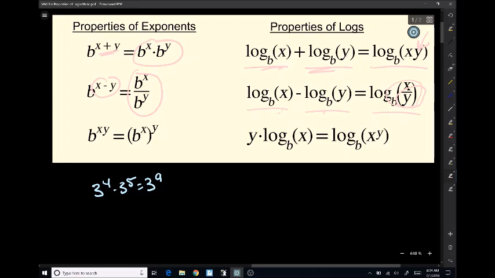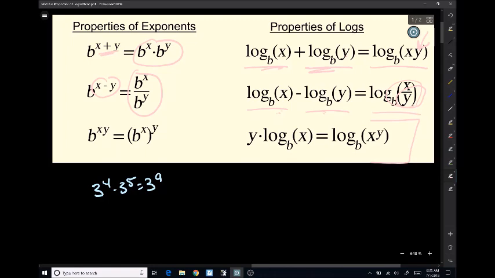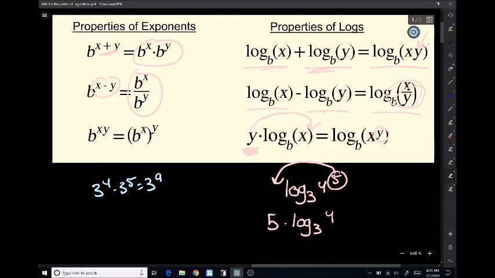If you have b to the x times y, that's the same as b to the x, to the y. Well, this property here is the oddest and possibly the most useful, the one that we'll rely on the most when it comes to solving. If you have multipliers in front, they can move up to the top and become powers. And we'll actually see this more often in the other direction. If I have like log base 3 of 4 to the 5th, by this property, this power can come out in front and become a multiplier, 5 times log base 3 of 4.